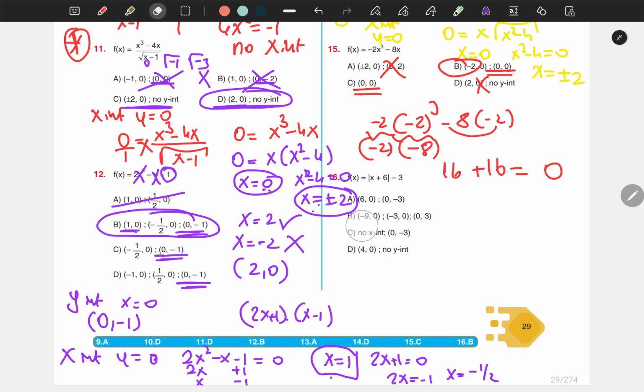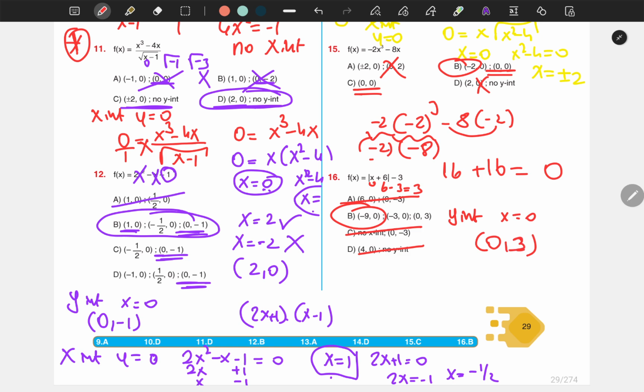Okay. Guys, question number 16. Again, I will go by option, guys. For y-intercept, x is 0, isn't it? Let me replace 0. 0 plus 6, 6. 6 minus 3, 3. I replace 0, I got the 3. Which one we have as 0 and 3? This is no. This is no. This is no, you see? B direct option. That's it. 0 and 3.